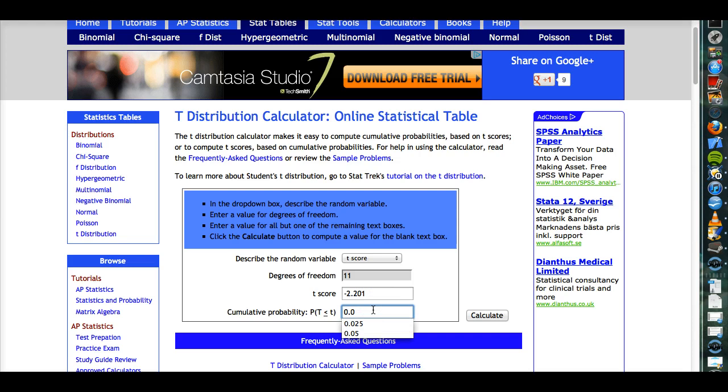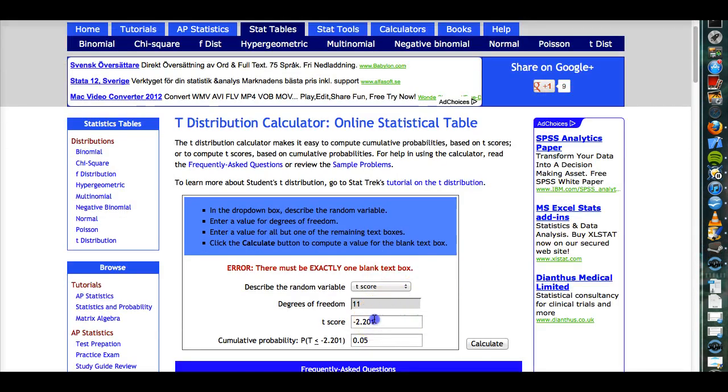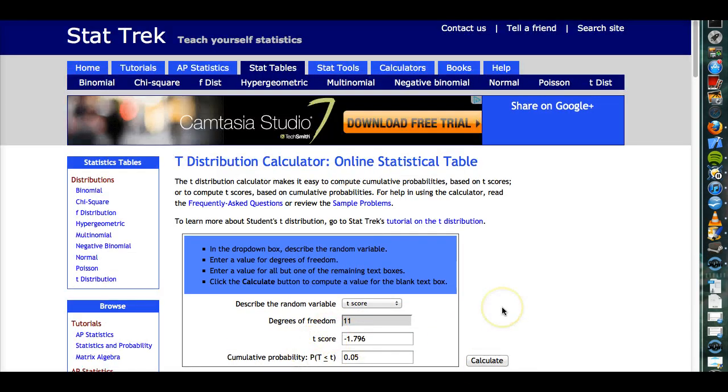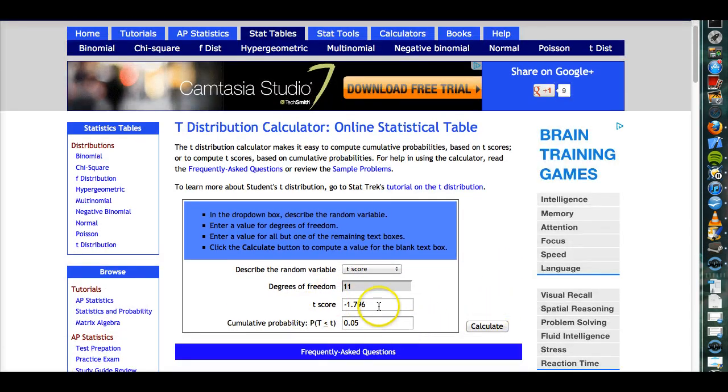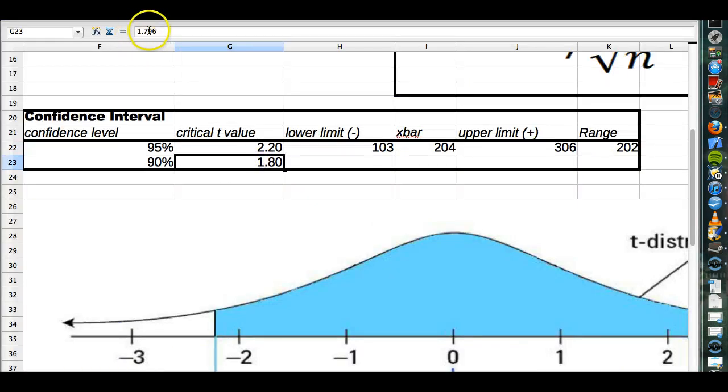If I have a 90% confidence interval, I'll choose 5% instead. Oh, right, I have to delete this before. Delete that. I get a critical t-score of minus 1.7. I'll find that, yes, I've written that in here before, but it's been rounded off. So that's why it's 1.8 there. So it's been rounded off.